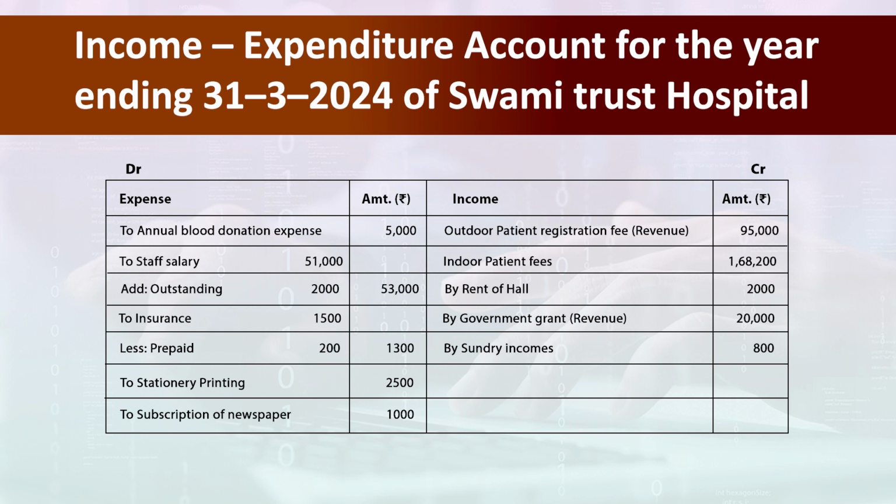Then we have insurance of rupees 1,500. From it we deduct prepaid insurance of rupees 200. The amount recorded is 1,300. Then we have stationery printing expenses, which is 2,500 rupees. Moving ahead, we have subscription of newspaper of rupees 1,000.